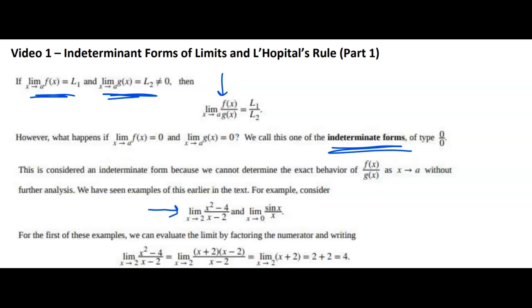You could factor the top, factor the bottom. You end up having a common factor. There's a hole or removable discontinuity at x equals 2. That's what's causing that 0 over 0. But then once you simplify this, you can plug in.